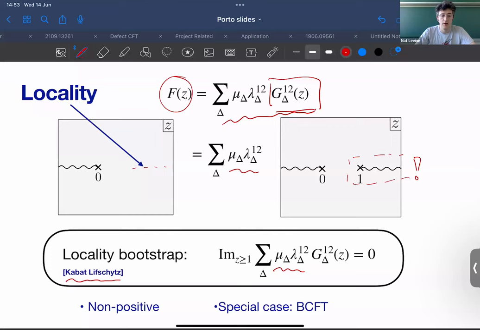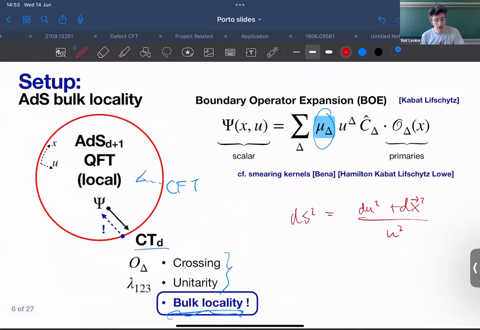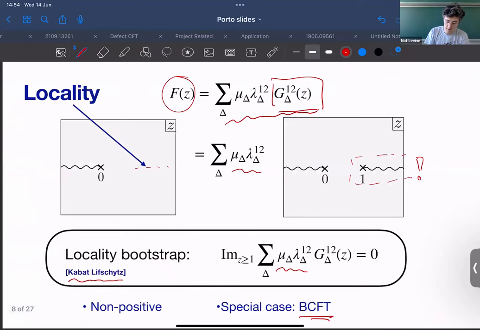And one special case of this setup will, of course, be boundary conformal field theory. As I mentioned earlier, in the special case where this would be a CFT, that's a particular solution of this problem. So you can just put a CFT on AdS, and that would be equivalent to a CFT on a flat half space. So one particular class of solutions will be boundary conformal field theory.